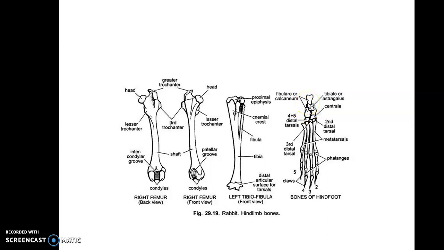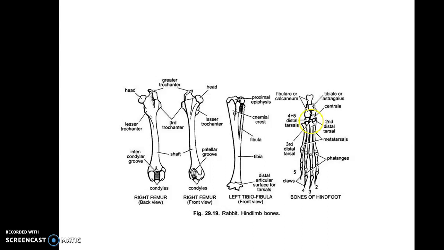The calcaneum has a backward process called the calcaneal process or the heel bone. Okay, this is calcaneum, this is astragalus. Then the mesial row or the central row has a central bone called the navicular bone.